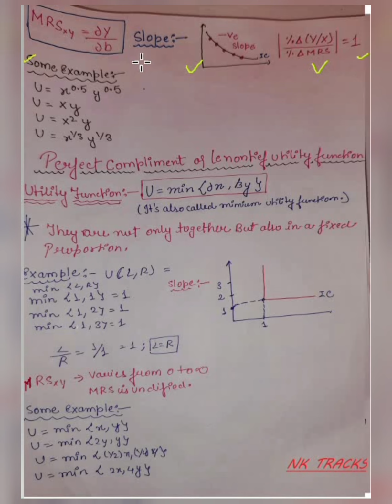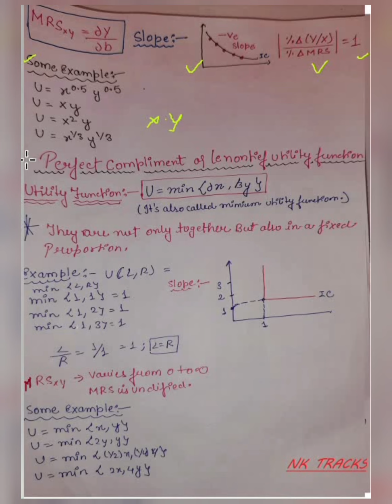And here are some examples. In the examination, the utility function could be represented in the following ways: u is equal to x to the power 0.5 into y to the power 0.5, u is equal to x into y, u is equal to x squared into y, u is equal to x to the power 1 by 3 into y to the power 1 by 3. So always remember it will be given in the form of multiplication, that is x into y form.